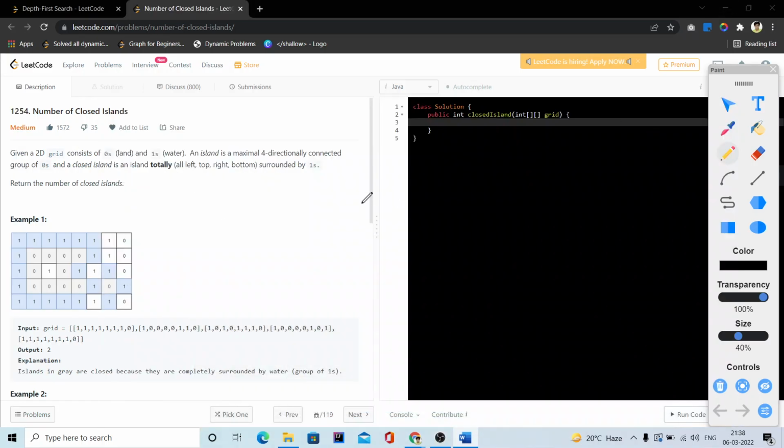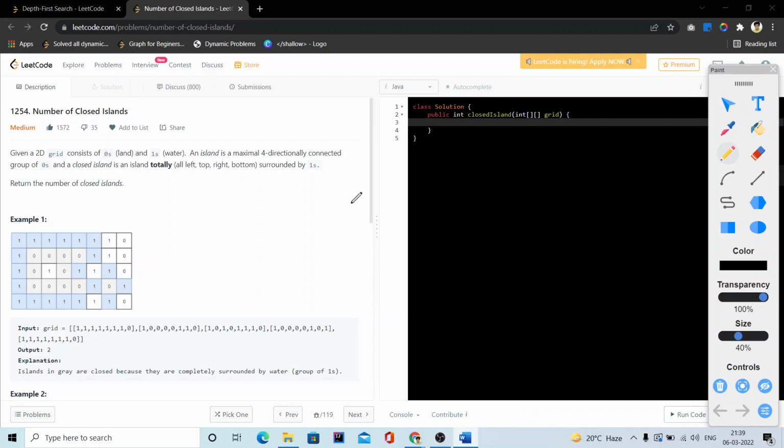Hello guys, so in today's session we're going to talk about LeetCode problem 1254. The problem statement states that given a 2D grid consisting of zeros and ones, an island is a four-directionally connected group of zeros, and a closed island is an island totally surrounded by ones. We need to return the number of closed islands. So basically here we need to find closed islands, which consist of zeros that are surrounded by ones from all of their four sides. Zeros lying on the boundary will not be considered a closed island because they are not covered by ones from all of their four sides.